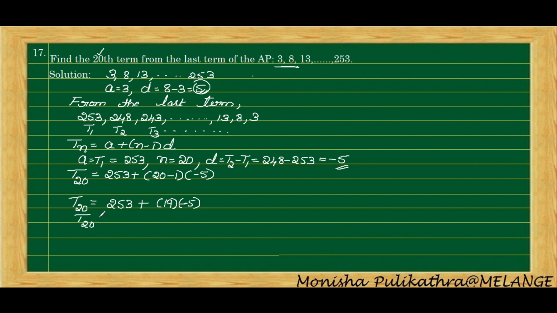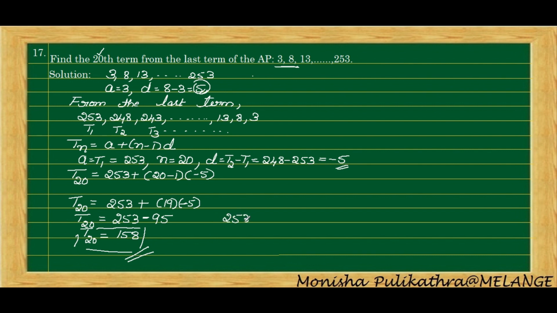So T20 is equal to 253 plus 19 into minus 5, which is minus 95. Next, T20 is equal to 253 minus 95. When you subtract this, you will get 158. Okay, so 158 is the 20th term of the AP.